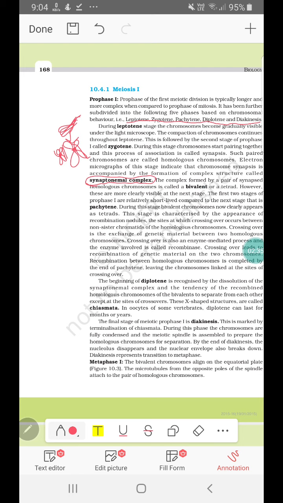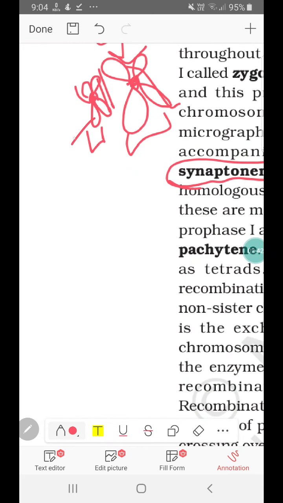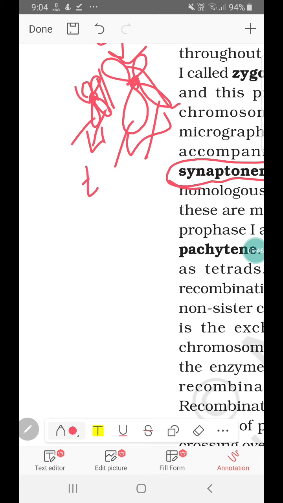And at this phase, you can say there are 2 chromosomes or 4 chromatids. 1, 2, 3 and 4. That is why this stage is called a tetrad. And because 2 chromosomes are there, it is also called a bivalent.